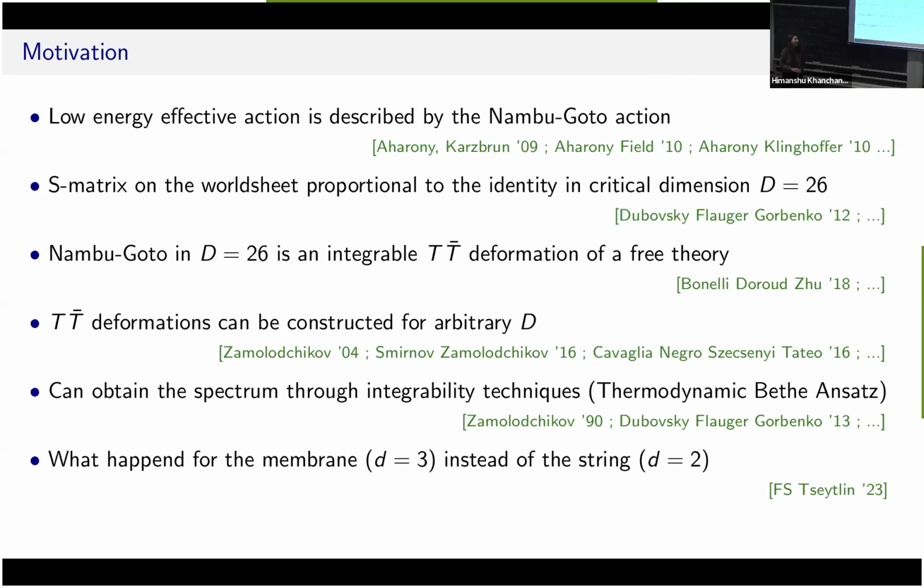And in this talk, I would like to understand what happens for the membrane. So when you take a higher dimensional object, which has a worldvolume, so D is equal to 3, instead of the string where there is a two-dimensional worldsheet.